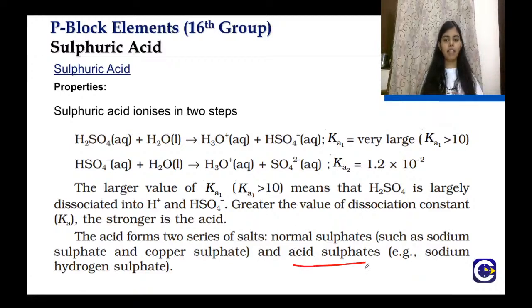So, basically two types of sulfates can be formed, the normal sulfate, copper sulfate, sodium sulfate, and the acid sulfate, that is HSO4 negative. For example, sodium hydrogen sulfate, NaHSO4.